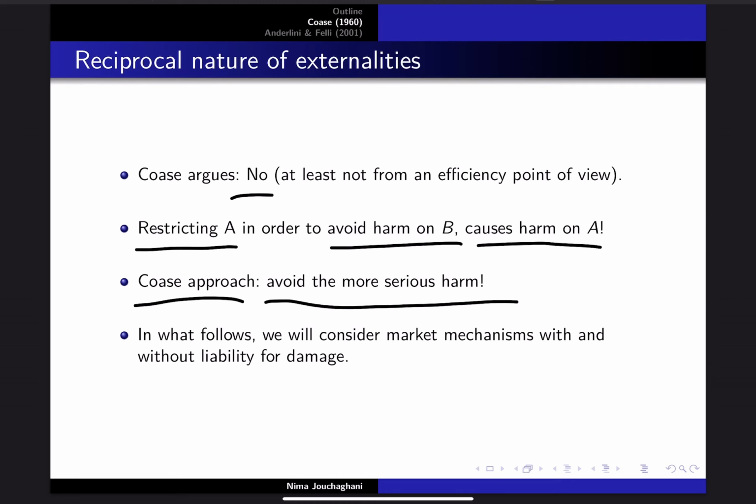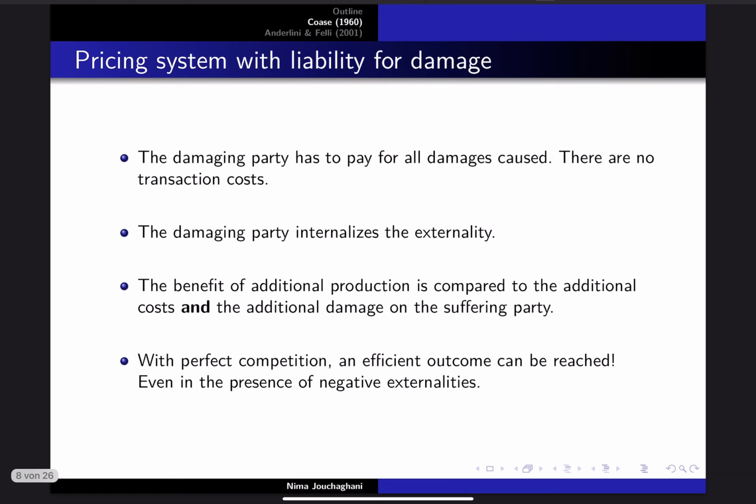Basically, that's the statement. And what we will do now is consider market mechanisms with and without liability for damage. First, we'll consider a pricing system with liability for damage. In this case, the damaging party, firm A, has to pay for all the damage which is caused, and there are no transaction costs, which means that the market mechanism can give you equilibrium prices at no cost. And if individuals are bargaining over the damage caused by the damaging party, there are no costs involved.